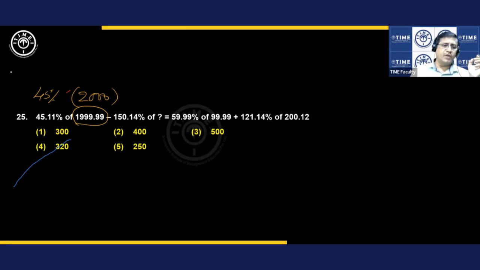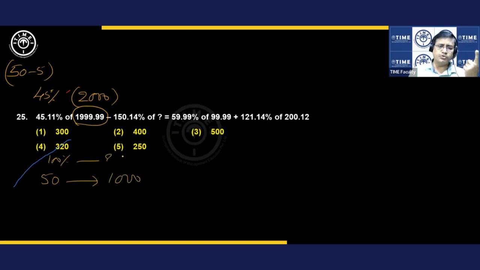Second approach here, 45% means 50 minus 5%. 50% of 2000: 100% is 2000 means 50%, 1000. 50% is how much here? 1000. Why? 100% is equal to 2000. 50% is 1000 means what is the 5%? 100. Subtract 100 from this. That is 900. That is the second approach.